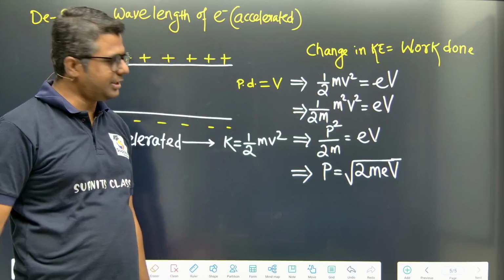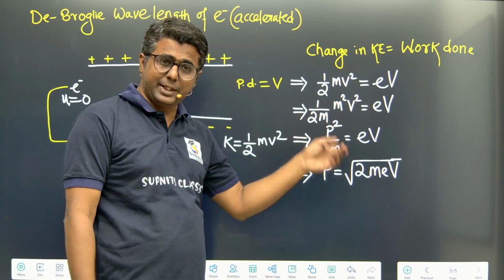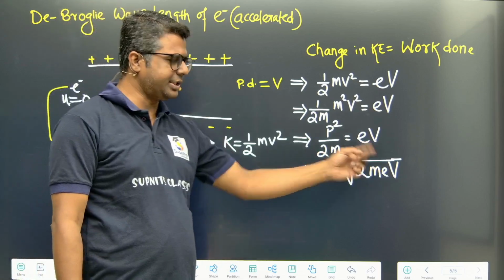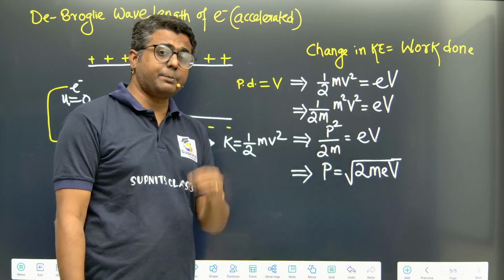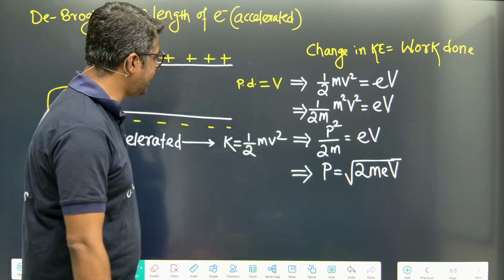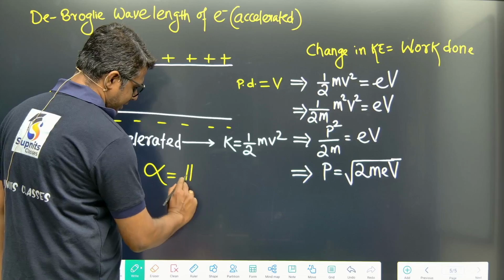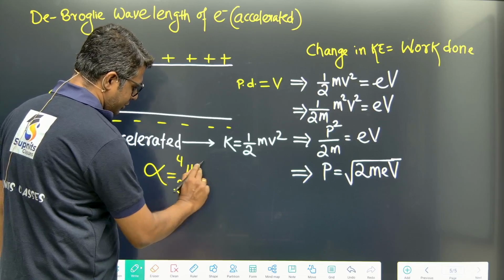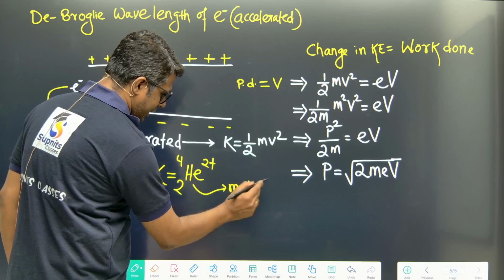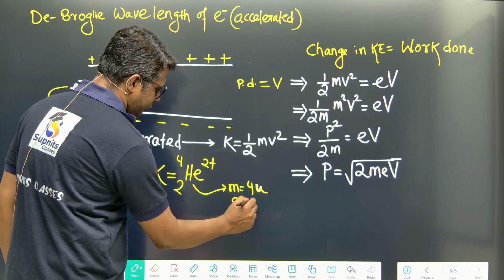The next thing we need to understand is, suppose in place of this electron there is another charged particle, say a proton. Here there will be protonic charge, still it will be e. Suppose it is given as an alpha particle. What is an alpha particle? An alpha particle is helium-2 plus. So an alpha particle has a mass of 4 amu, or u, and charge of 2e.